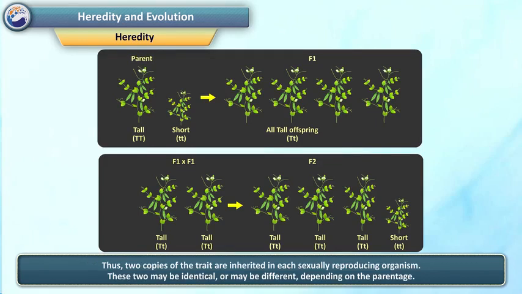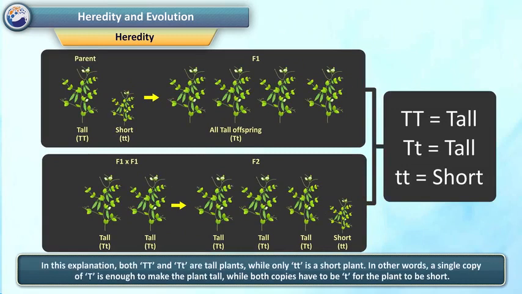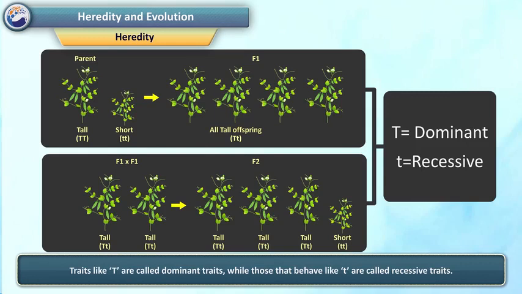These two may be identical, or may be different, depending on the parentage. In this explanation, both capital T's and capital T with small t are tall plants, while only small t's is a short plant. In other words, a single copy of capital T is enough to make the plant tall, while both copies have to be small t for the plant to be short. Traits like capital T are called dominant traits, while those that behave like small t are called recessive traits.